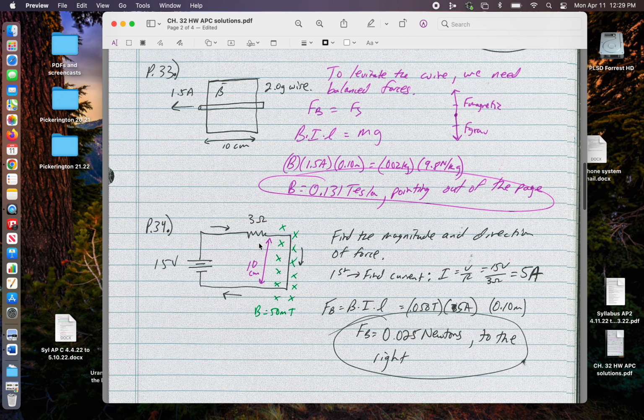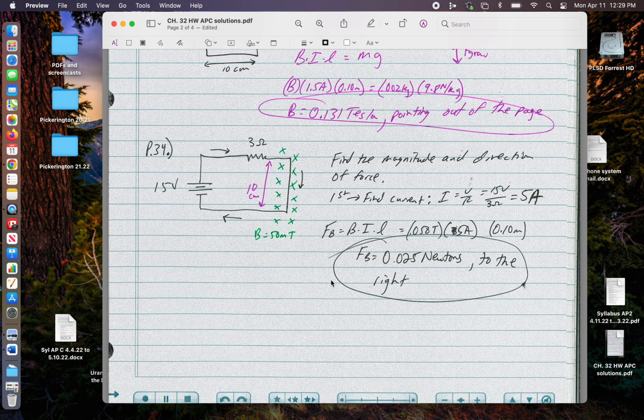Here, find the magnitude and direction of the force, when I'm given this as the magnetic field, over a 10 centimeter cross section. First I'd find the current, so 15 volts divided by 3 ohms, so that's 5 amps. And then that length is 10 centimeters, so I'll use the same formula. 0.05 Tesla was the strength given because it was 50 millitesla, 5 amps, 0.1 meters, so that's 0.025 newtons. And the force, if I have a current going down and field into the page, again using right-hand rule, is going to the right.